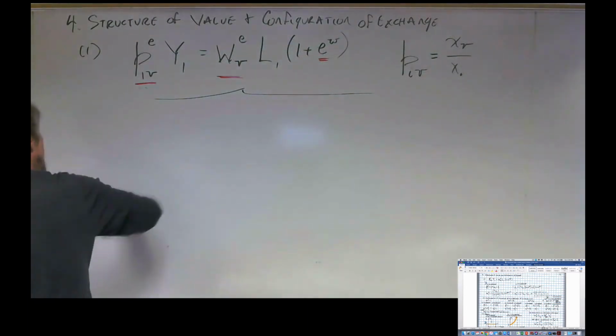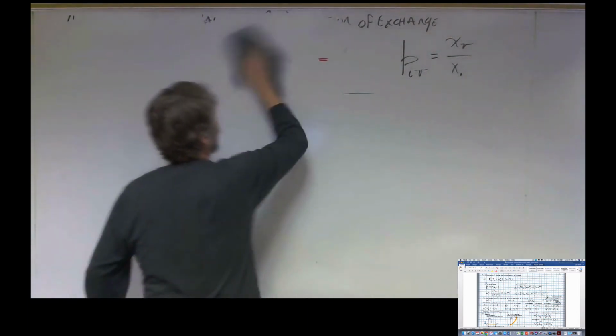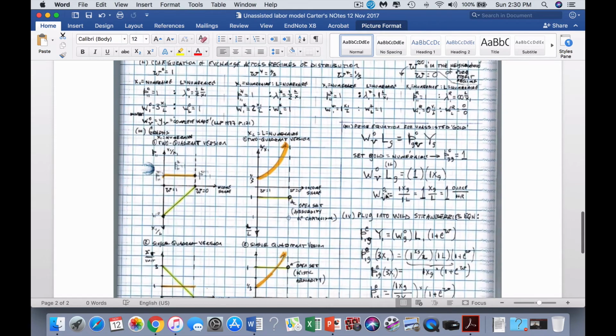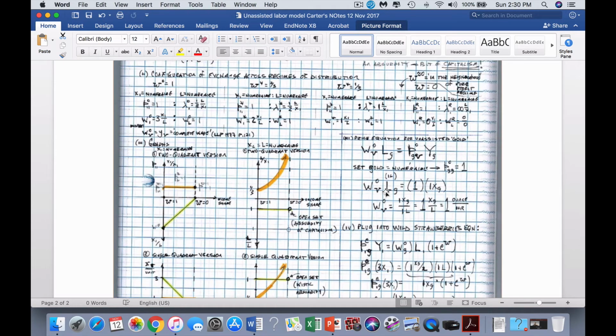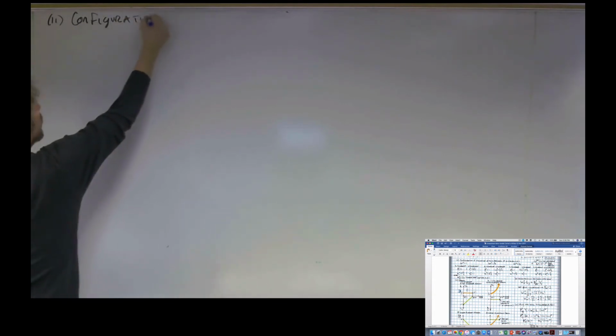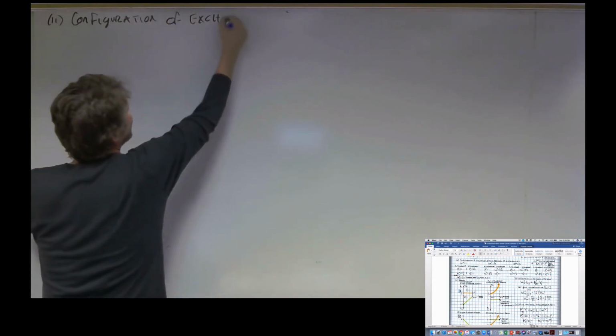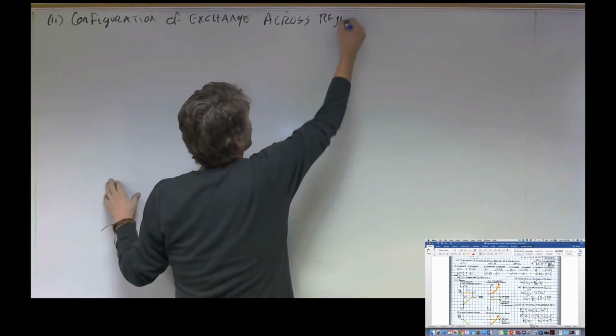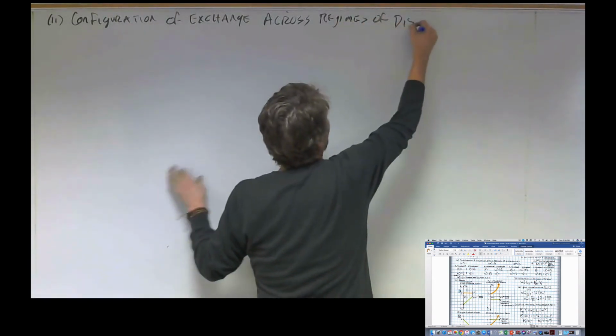But okay, that then becomes our structure of exchange, our configuration of exchange. Now what we do is we put it in terms of our graph. Let's consider the configuration of exchange across the various regimes of distribution. That's what I want to say here. So this is going to be number 2. Now we take the configuration of exchange across regimes of distribution.